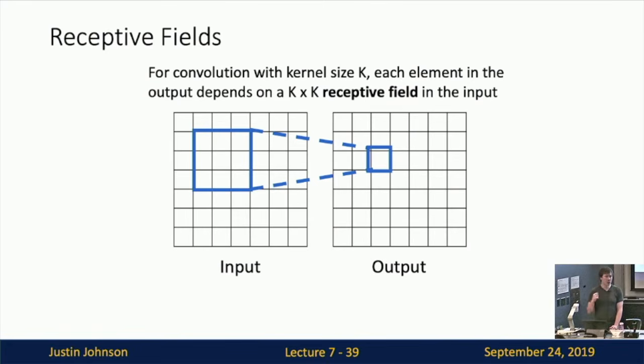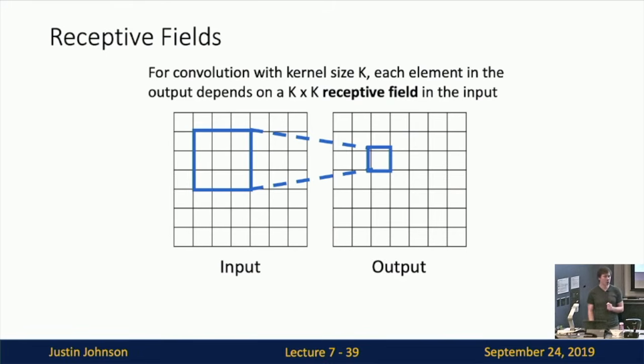What this means is that each spatial position in the output image now depends only on a local region of the input image. In particular, for a 3x3 convolution here, one element of that output tensor only depends on a 3x3 region in the input tensor. And this 3x3 region is often called the receptive field of the convolution, or the receptive field of the value in the output tensor.